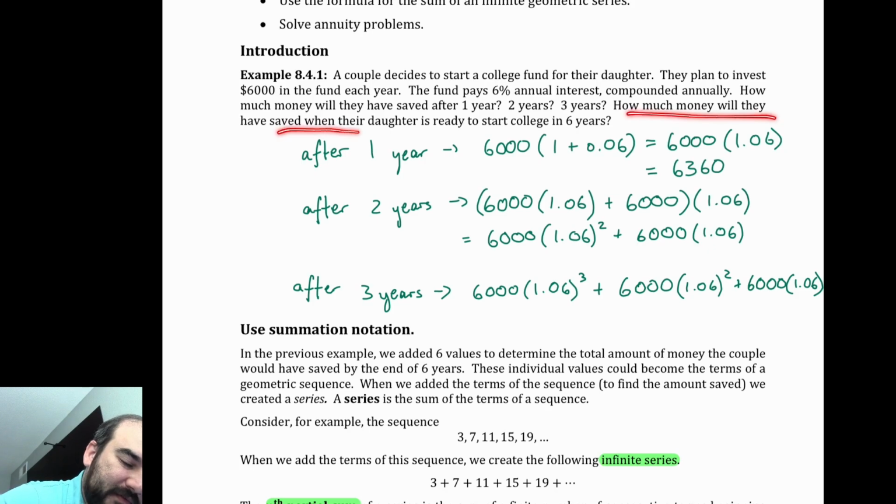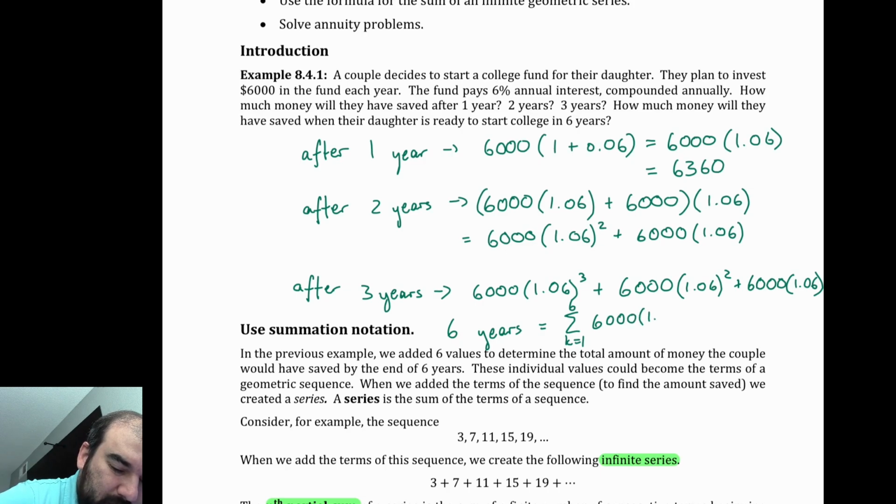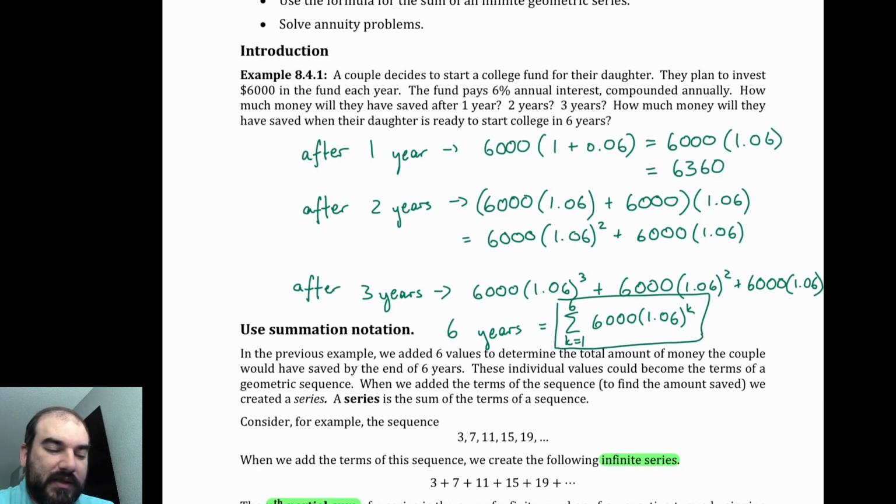How much money will they have saved when their daughter is ready to start college in 6 years? Now, we don't need to write out all of that for the 6 years. 6 years, we can write it in summation notation where k goes from 1 to 6. And we would have 6,000 times 1.06 to the k power. So that would be what the 6 years looks like for the summation.